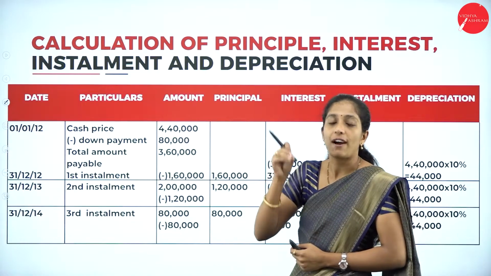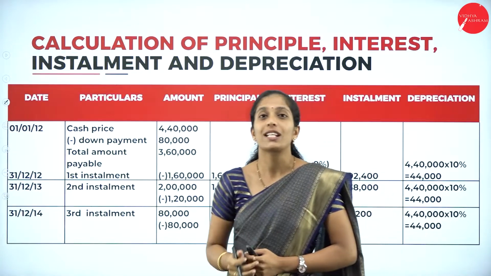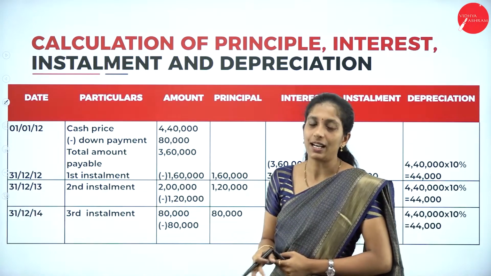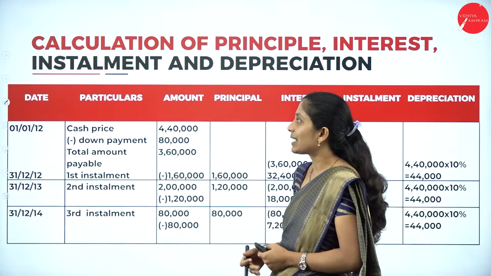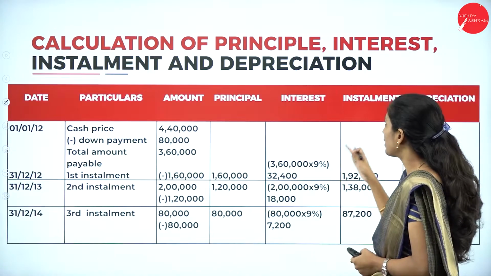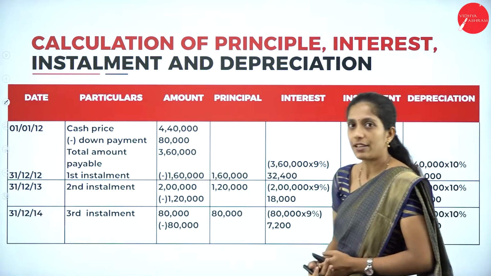Only thing is that you have to put that amount to the journal entries, and you have to know the journal entries properly, and all the amount will be there in this particular table. Now how to begin this? So you know date, particulars, amount, principal, interest, installment and depreciation. So these are the columns to be drawn.